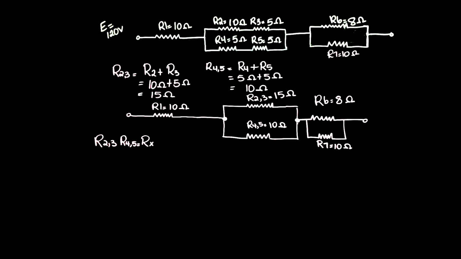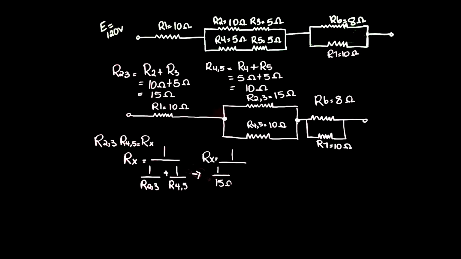So for me to solve now for Rx, I have to add those resistors reciprocally. And the formula for that looks like this. So 1 over Rx equals 1 all over 15 ohms plus 1 all over 10 ohms. So when you put this into your calculator, you come up with Rx equals 6 ohms.